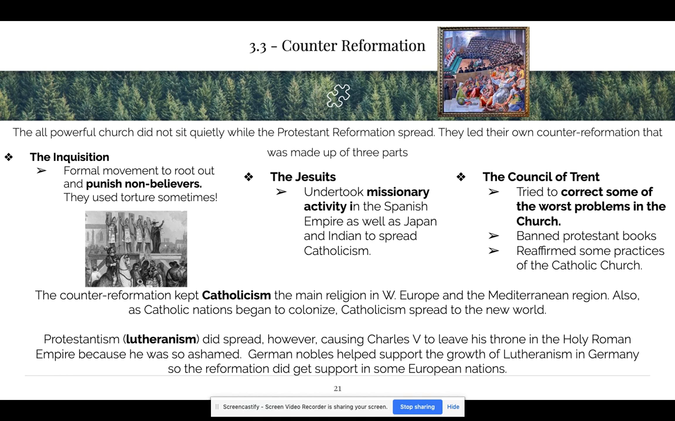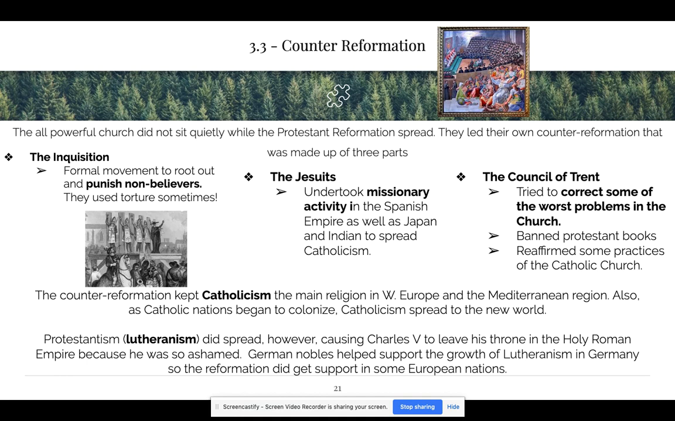The Counter-Reformation does not stop the spread of Lutheranism or Protestantism, but it does keep Catholicism as the main religion in Western Europe and the Mediterranean region. Also, as Catholic nations begin to colonize, Catholicism spreads with it to the New World. So Catholicism does not lose influence or power. It just kind of now has to jockey for position with Protestantism.